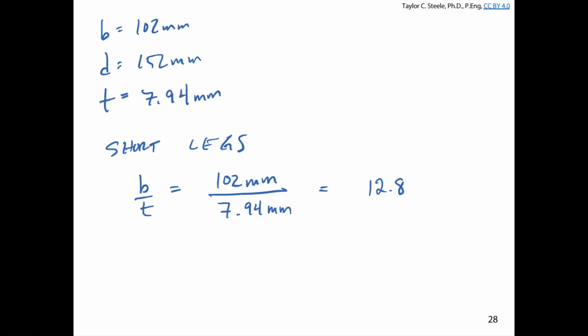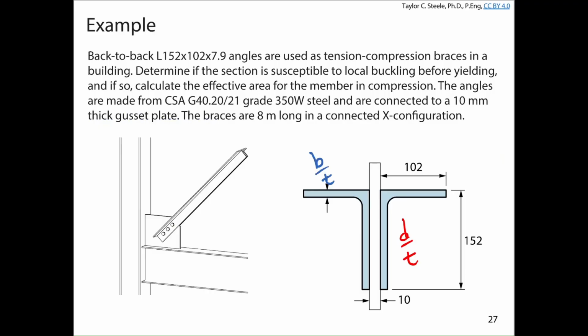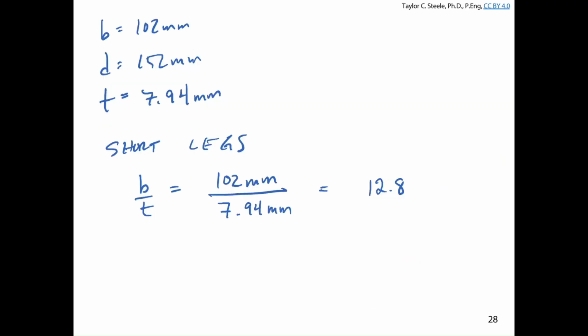Okay, so why are we using B here instead of B minus T? Well, that comes back to 11.3, which says that for legs of angles, we use the full nominal dimension. So when we're doing legs of angles, we're using this full width B, which is 102, and the B to T ratio is 12.8. Any questions about that before we do the long legs?